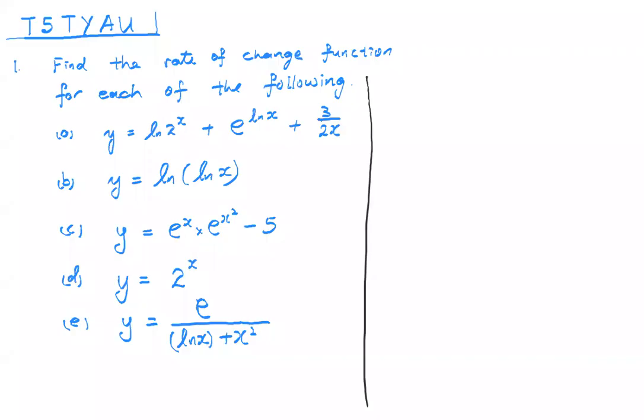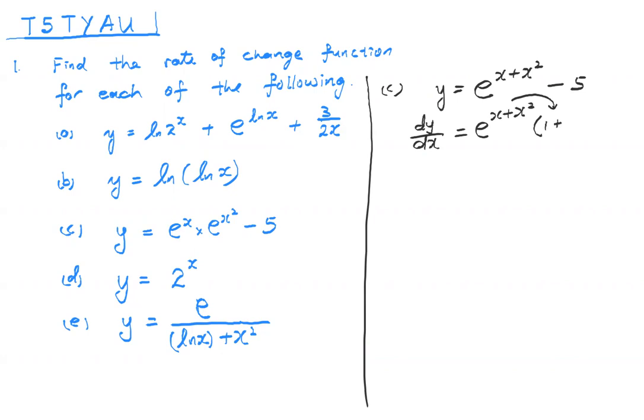Okay, part C should be simple enough. Before you differentiate, you simplify first. Make it to 1 exponential term minus 5. So when you differentiate exponential term, you copy down the whole thing. Then you times by the derivative of the power. The rate of change of x is 1. The rate of change of x squared is 2x. And the rate of change of 5 is 0. So the answer is, please make sure you put in bracket.